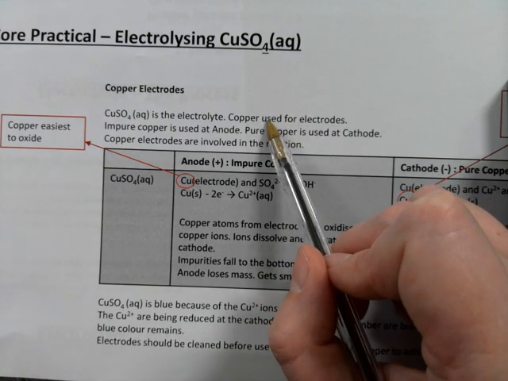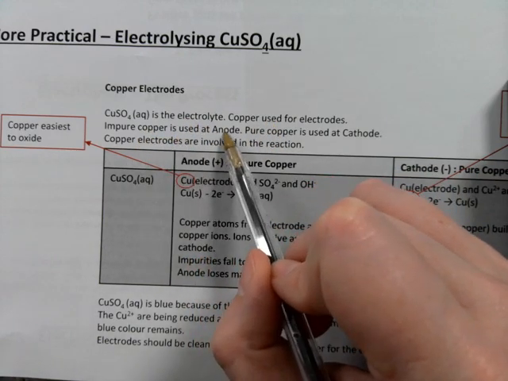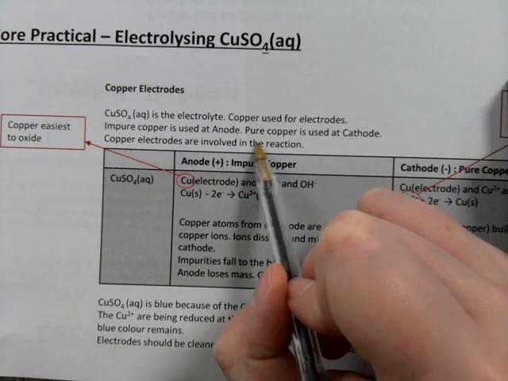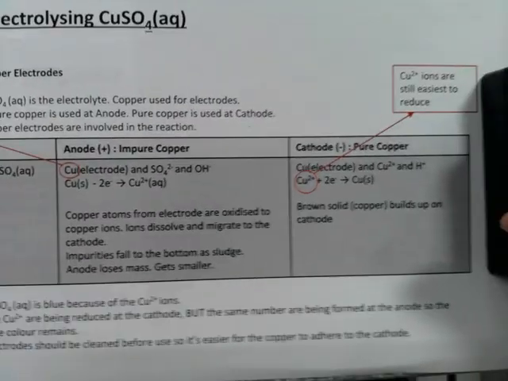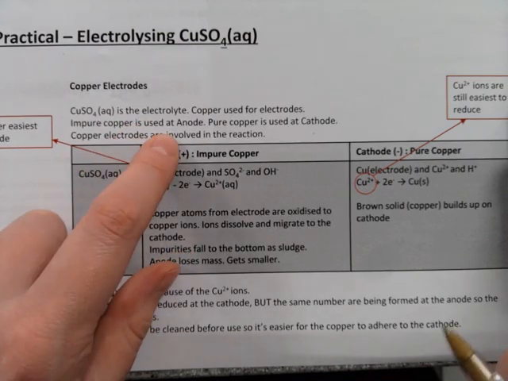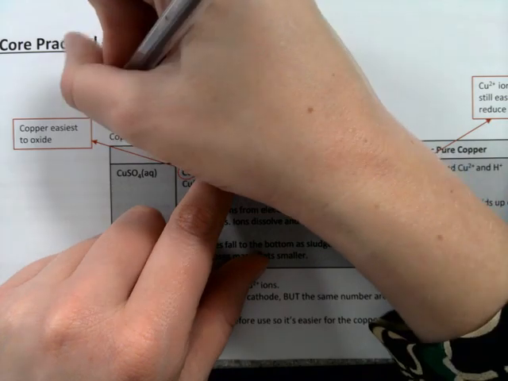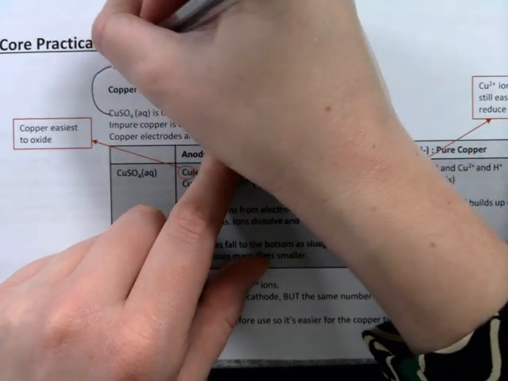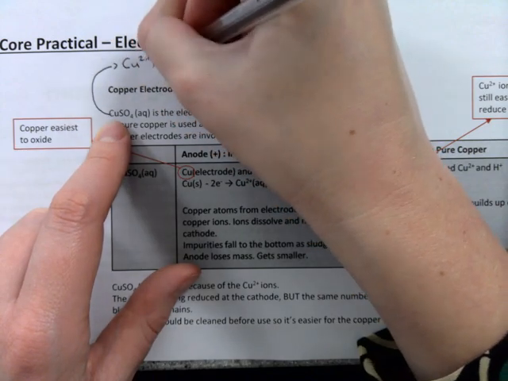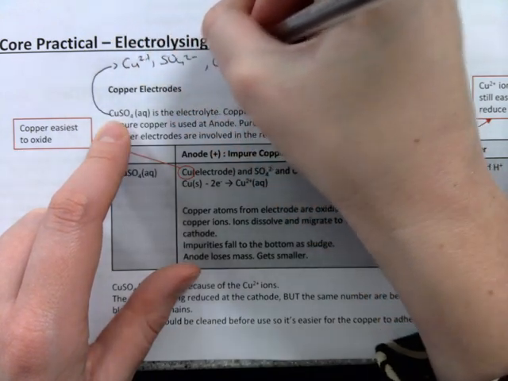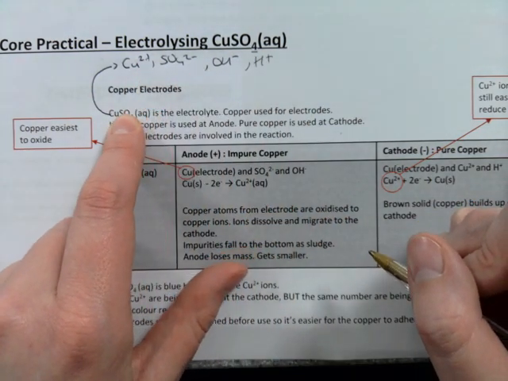And we do this in order to purify copper. And what we do is we take impure copper and we put it at the anode, and we take pure copper and we put it at the cathode. I'm going to show you why in a second. So at the anode, we said copper sulfate is our electrolyte. So copper sulfate aqueous is going to give me Cu2 plus, it's going to give me SO42 minus, it's going to give me OH minus, and it's going to give me H plus. I'm getting these 4 ions from my electrolyte.